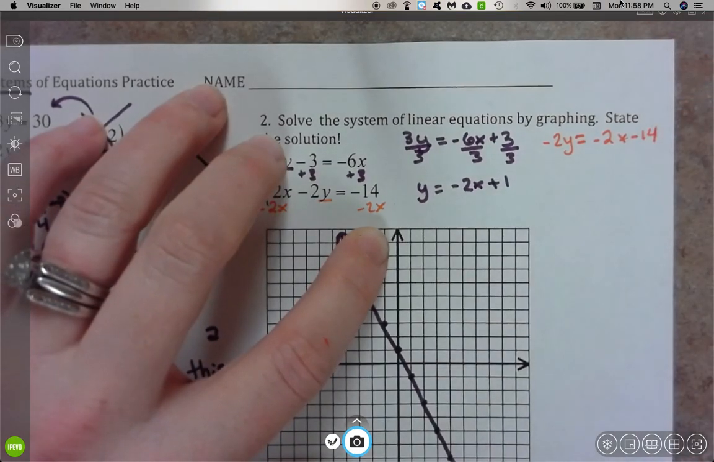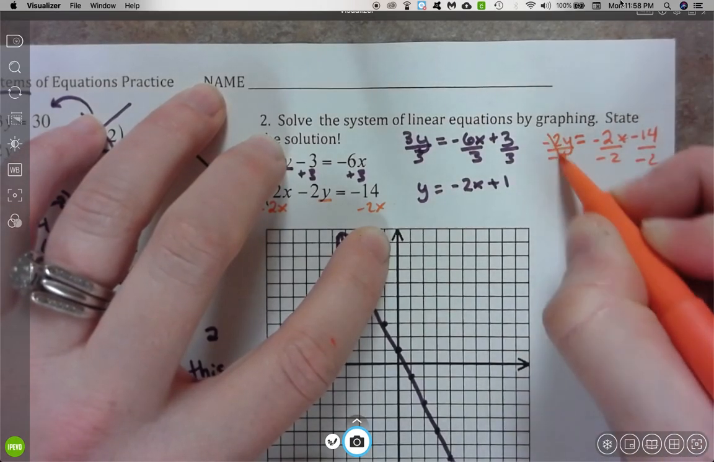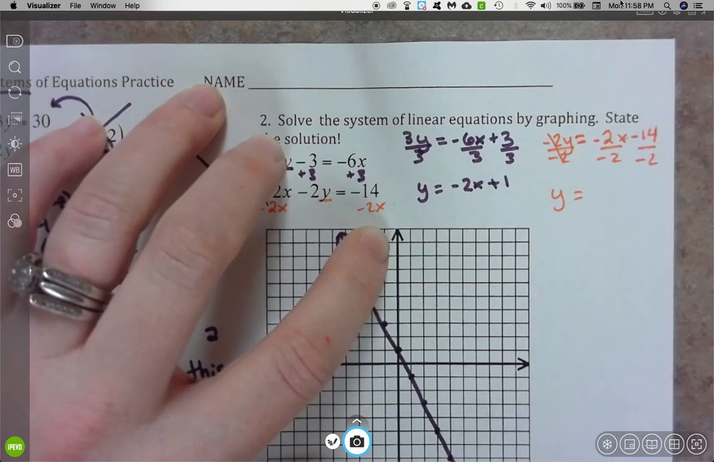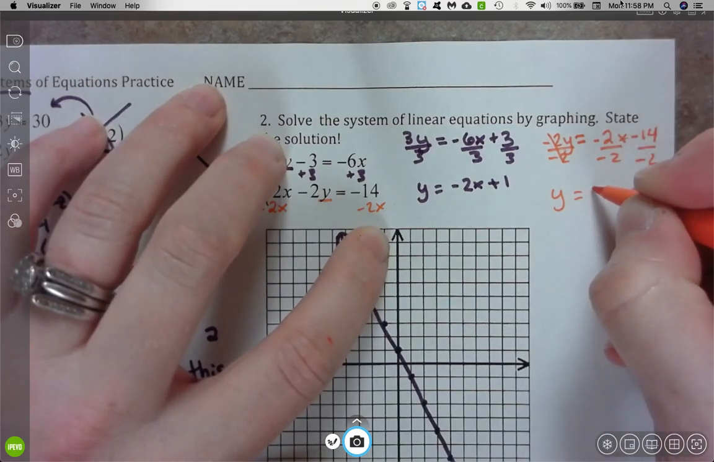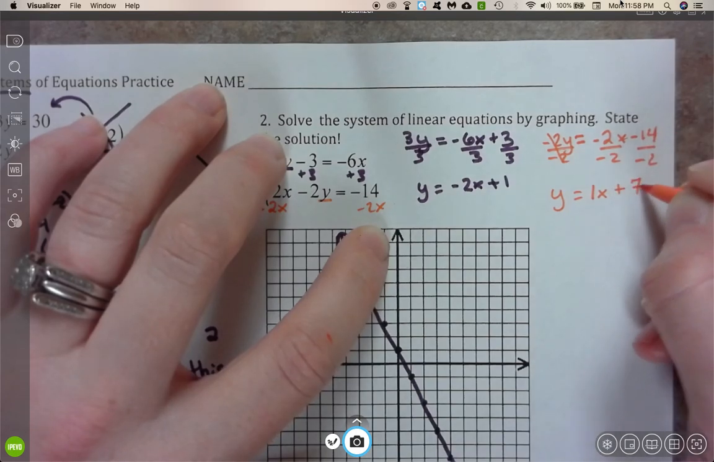And then divide by negative 2. Divide negative 2, divide negative 2. Okay, so y equals negative 2 divided by negative 2 is positive 1x. Negative 14 divided by negative 2 is positive 7. Okay, so I'm going to start here at 7.